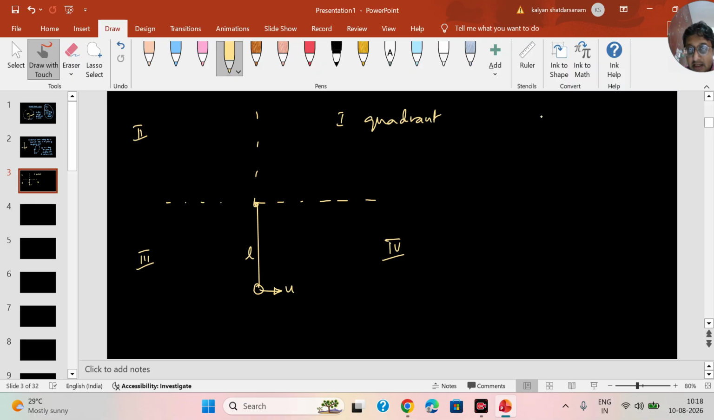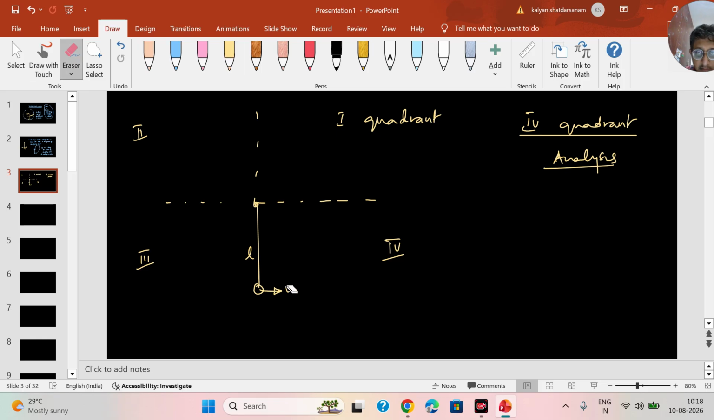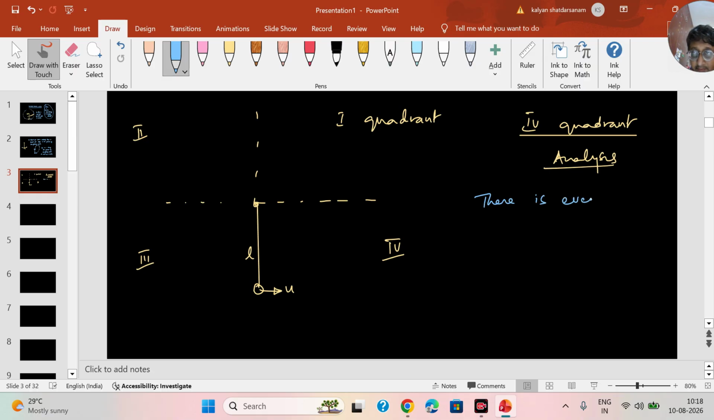Now, first I am doing some analysis related to the fourth quadrant. See, when you give a very small velocity, the ball may stop somewhere in the fourth quadrant. If you give a small push, it might go till here, stop and come back. Or if slightly more push, it might go a further distance. So there is every possibility for the ball to stop in the fourth quadrant.